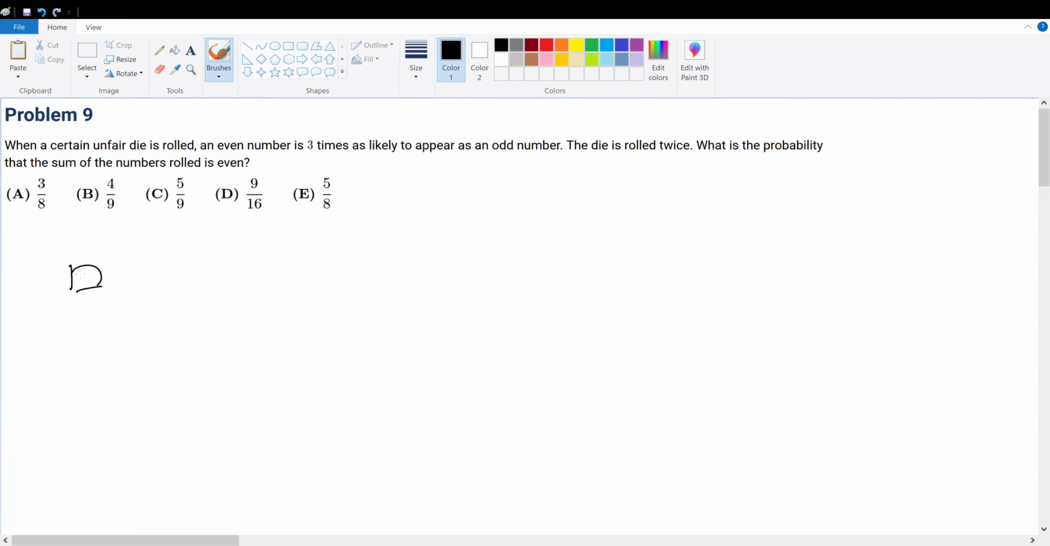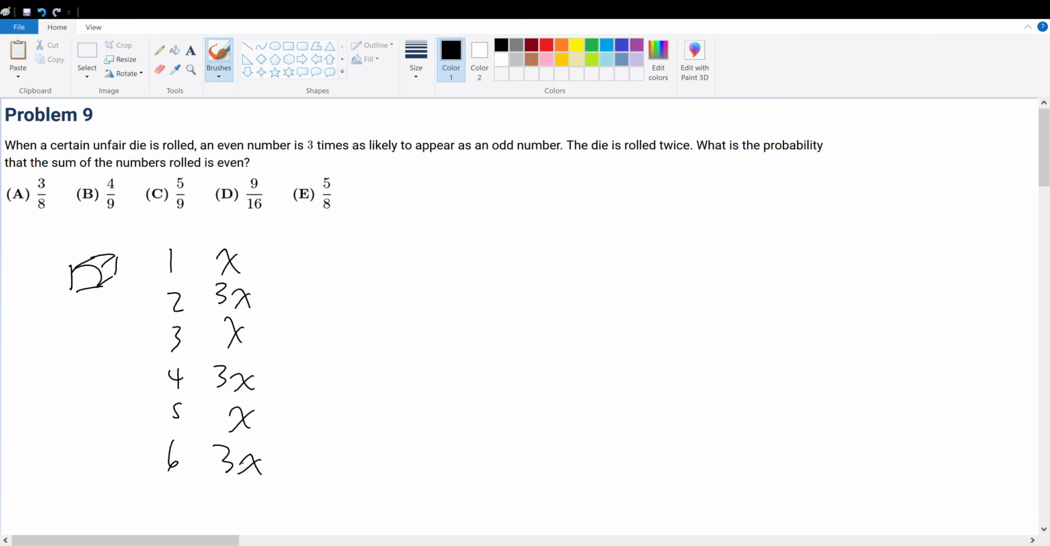So on the die, regardless of if it's fair or not, we always have the numbers 1, 2, 3, 4, 5, and 6. And since we do not know the probability of each number existing, let's assume that the odd numbers each have probability x, because if we roll an odd number, they have the same probability of existing. But then, an even number is 3 times as likely to appear. So this must be 3x, 3x, 3x.